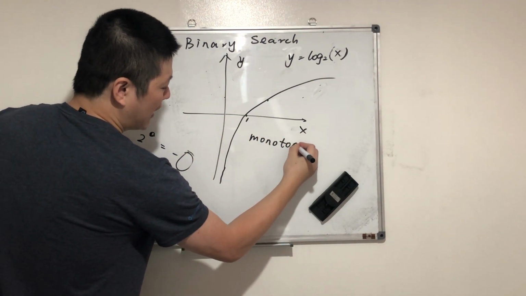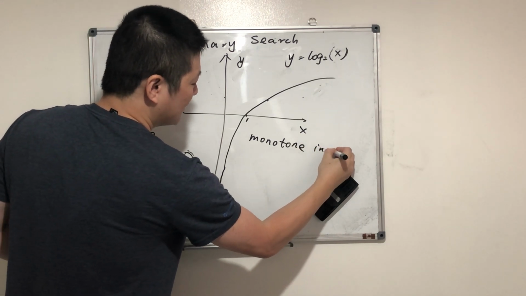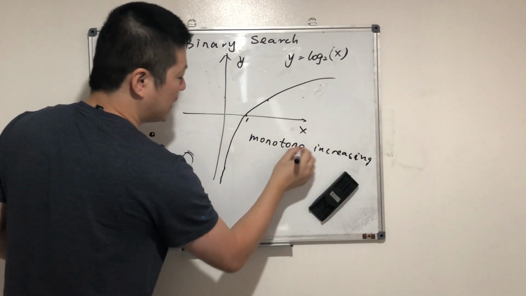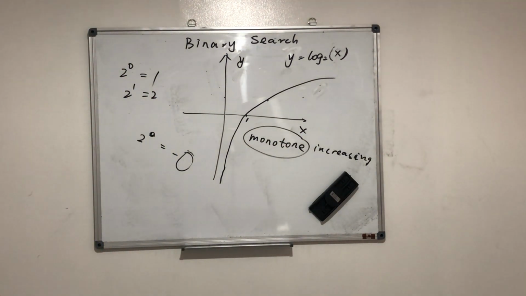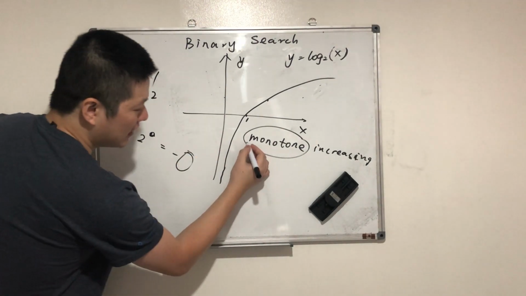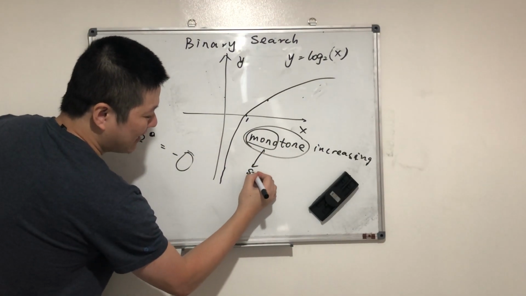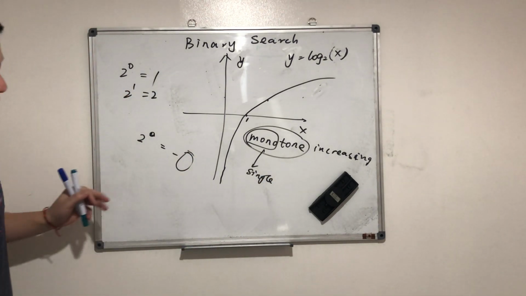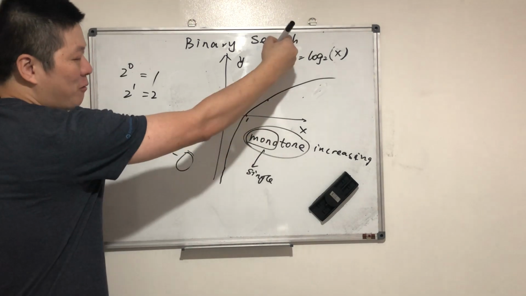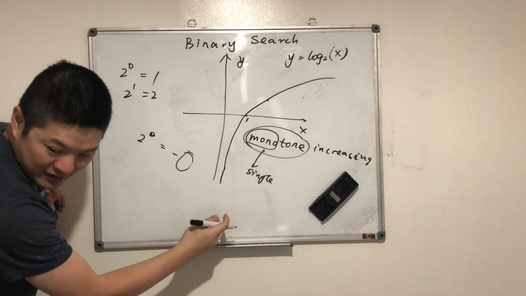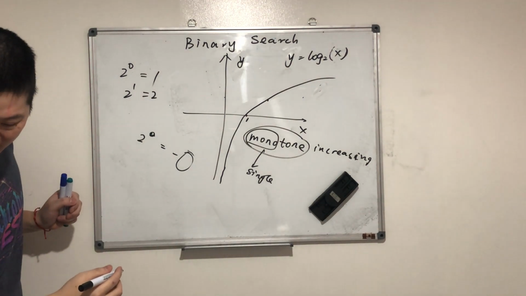We call it a monotone function, a monotone increasing function. What's monotone? What does this word mean? Mono. What does it mean? Single. Singular. It means that when x increases, y always increases. When x decreases, y decreases. Do you get it?